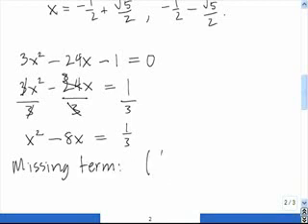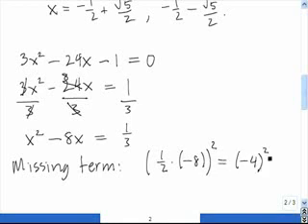Okay, the missing term always has a 1/2. And we take 1/2 multiplied by the coefficient of x. And we square that. So that gives us -4 squared, which is 16. So the missing term here, so that we have a perfect square on the left, is 16. What we want to do is add 16 to both sides of the equation, so that we can have a perfect square on the left-hand side.